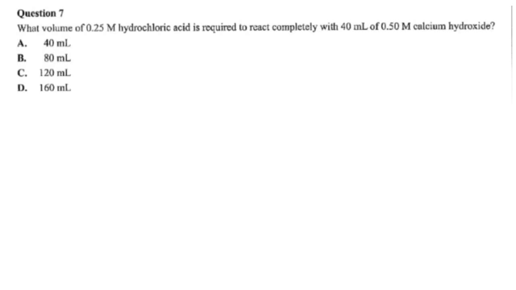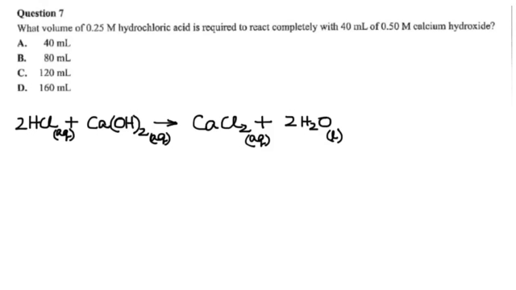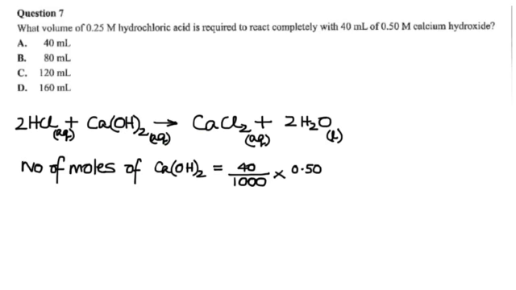What volume of 0.25 molar hydrochloric acid is required to react completely with 40 mL of 0.5 molar calcium hydroxide? I think an equation is required here, guys. Yes. Okay, so we can see that you've got 2 moles of the hydrochloric reacting with 1 mole of the calcium hydroxide once it's stoichiometrically balanced.